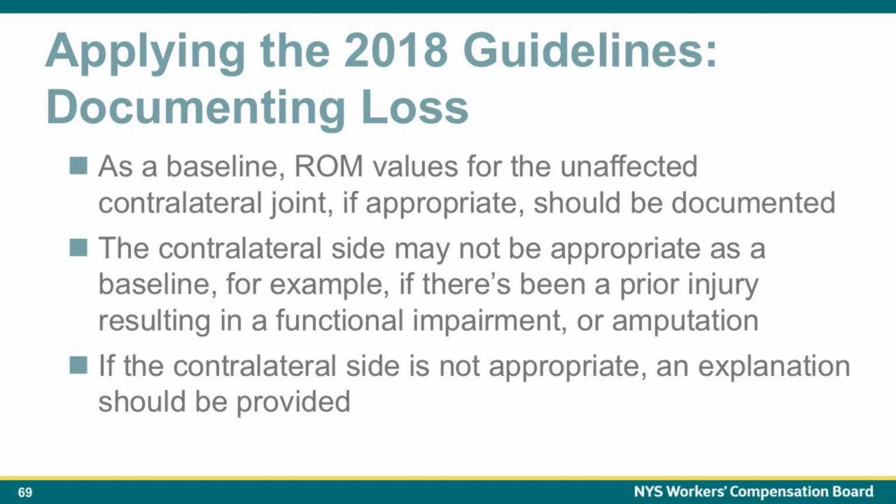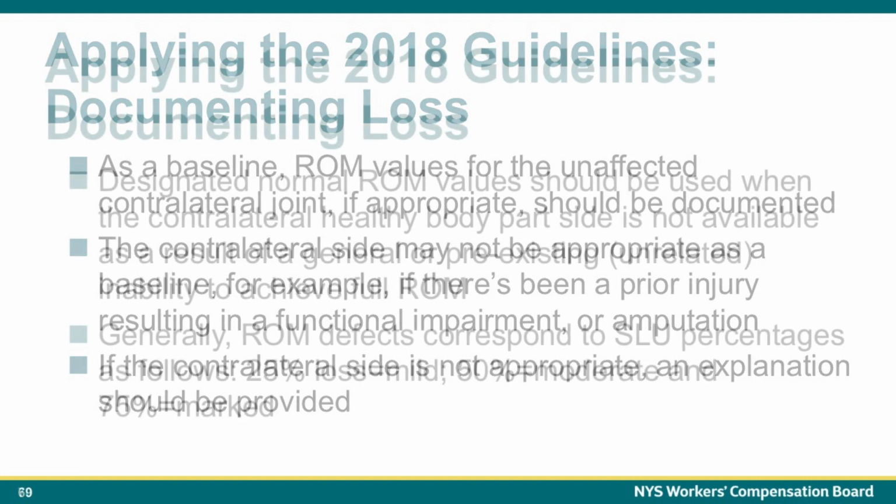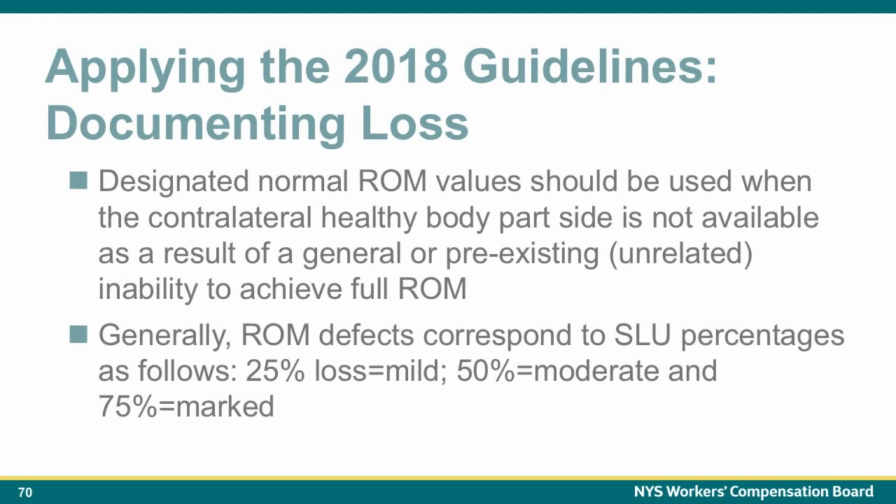For contralateral measurements, range of motion for the unaffected contralateral joint, if appropriate, should be documented and utilized as a baseline for the SLU determination. There are times when the contralateral side may not be appropriate as a baseline, for example, if there's been a prior injury resulting in a functional impairment or an amputation. If the contralateral side is not appropriate, an explanation should be provided. If the contralateral side is not available for comparison, then the normal values in the 2018 guidelines tables should be used as a contralateral baseline.